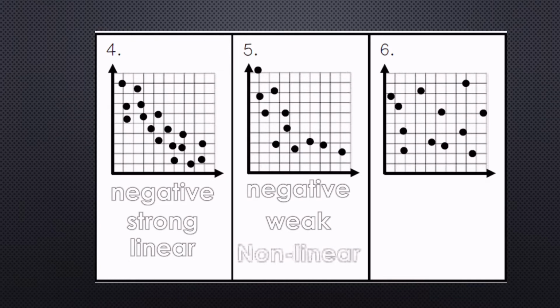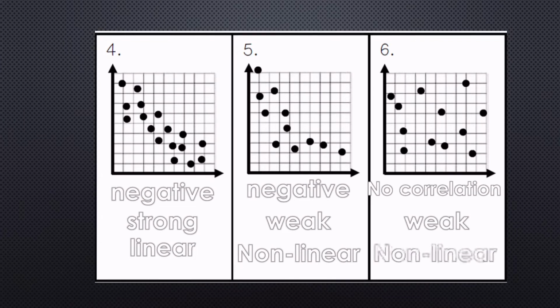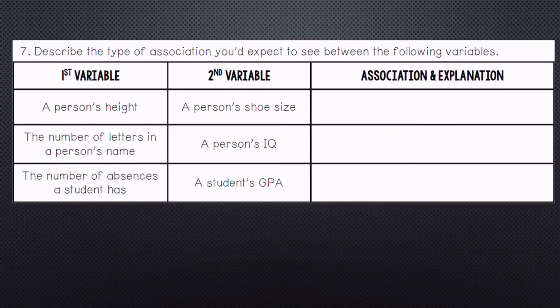Well, number 6, there's no correlation. There's no association. They're all scattered everywhere. And it's weak because they're all spread out. And 100% it's nonlinear because they do not come together to form a line. Okay? So let's think about what type of association this would be and explain why it would be that.